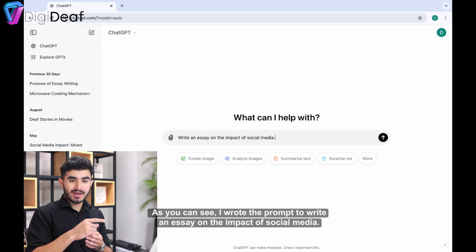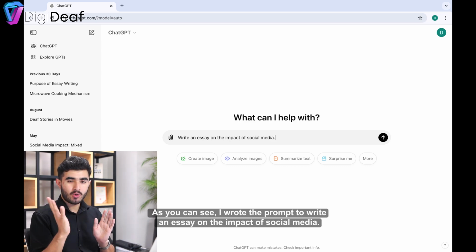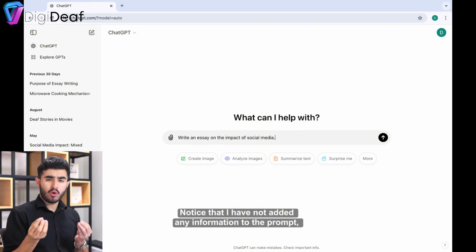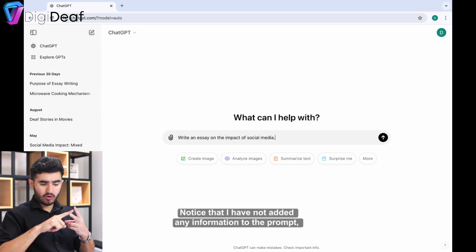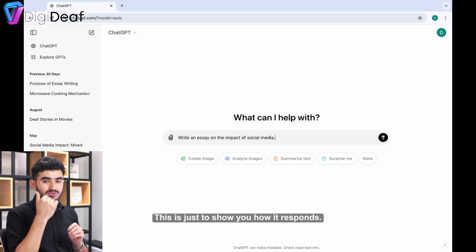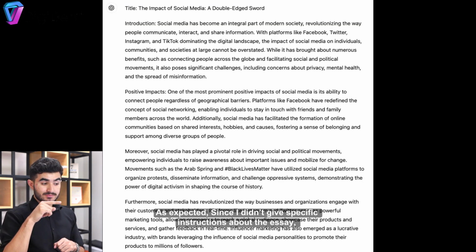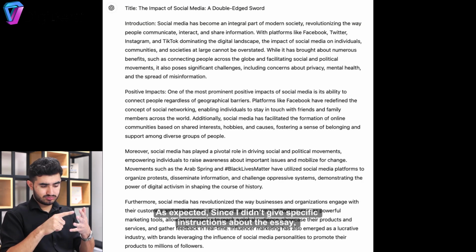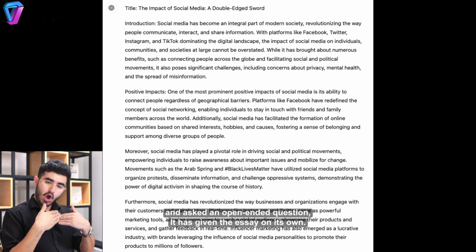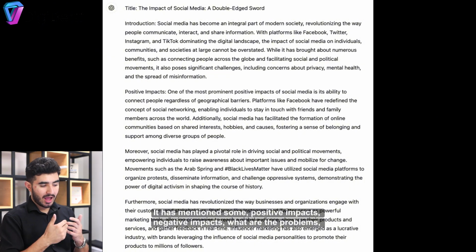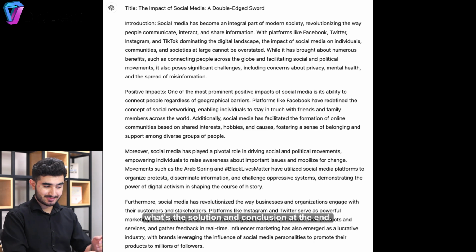As you can see, I wrote the prompt to write an essay on the impact of social media. Notice that I have not added any information to the prompt. This is just to show you how it responds. As expected, since I didn't give specific instructions about the essay and asked an open-ended question, it has given the essay on its own. It has mentioned some positive impacts, negative impacts, what are the problems, what's the solution, and a conclusion at the end.